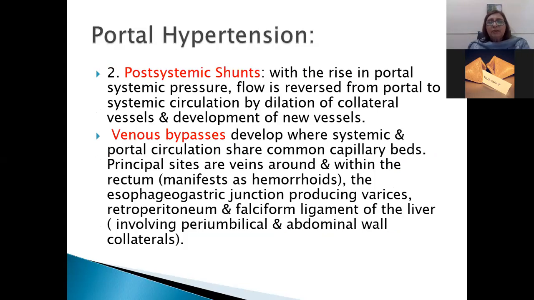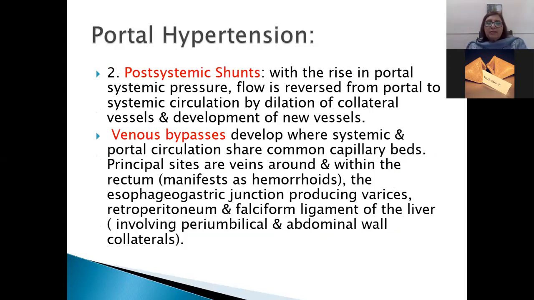Number two is portosystemic shunts. What are portosystemic shunts? These are the dilated blood vessels which can be present around the esophagus, or they can be present around the rectum, which can look like hemorrhoids. They manifest like hemorrhoids, but they are not actually hemorrhoids. So when portal systemic pressure rises, flow is reversed from portal to systemic circulation by the dilatation of the collateral blood vessels and the development of new blood vessels.